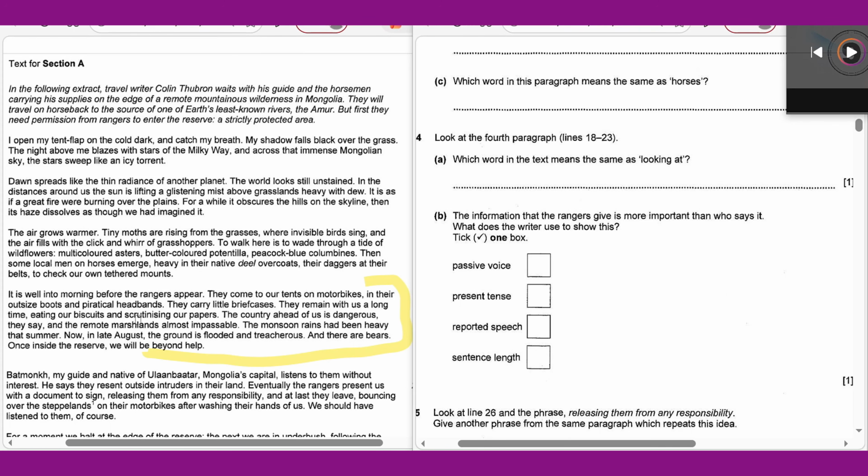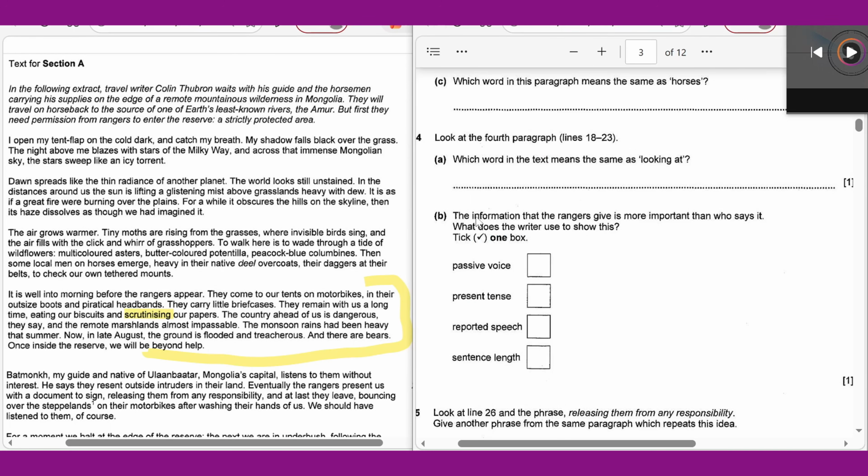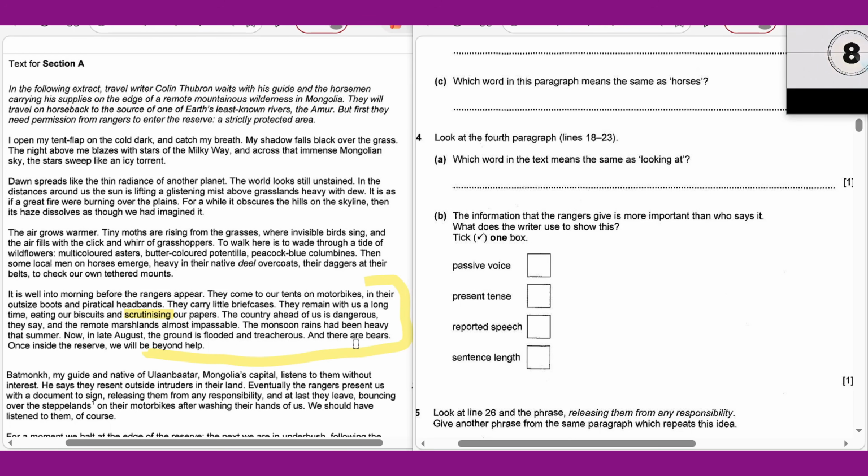Okay guys, let's check out the answer. Well, it's scrutinizing. Here, scrutinizing is in here, scrutinizing our papers. Okay, that's the only answer. Let's move on. Guys, now we are in 4B. The information that the rangers give is more important than who says it. What does the writer use to show this? Take one box: passive voice, present tense, reported speech, sentence slang. Still from the same paragraph.